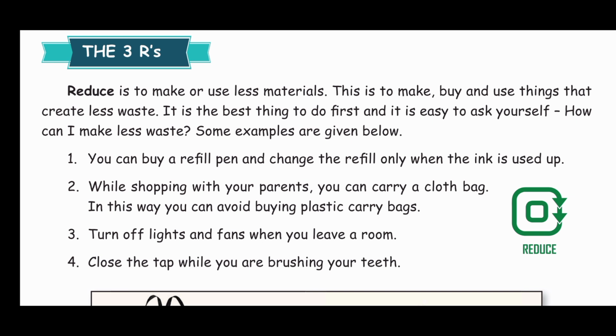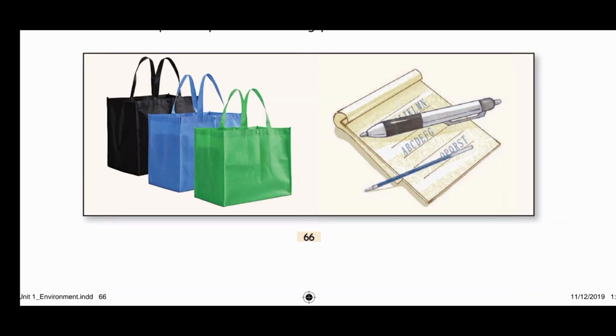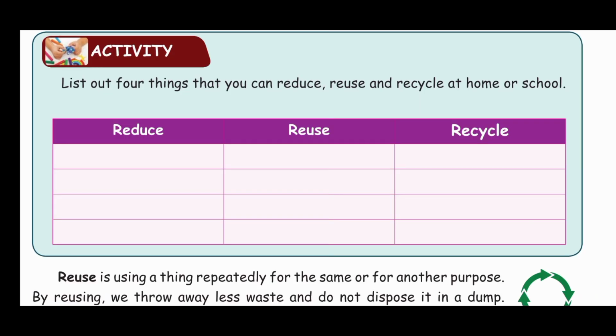So these are some small things. There are many more which you can discuss with your friends and family, and you can reduce the waste. Here they have given the picture of a cloth bag and a pen, in which the refill alone can be changed. Next, let's see an activity. List out 4 things that you can reduce, reuse and recycle at home or school.